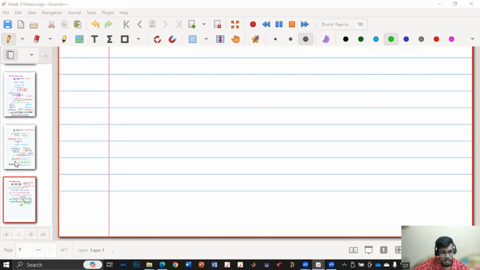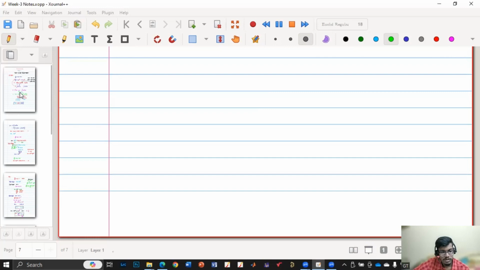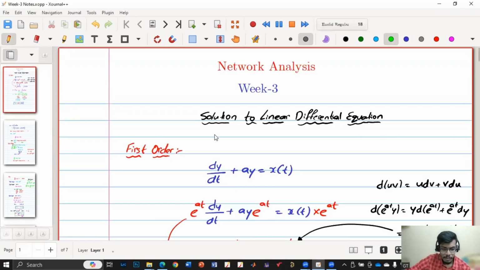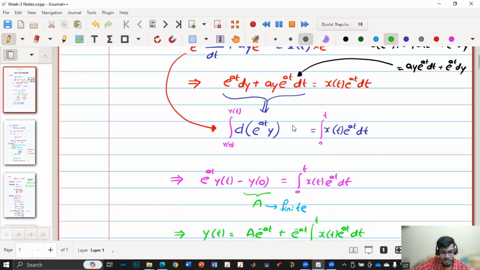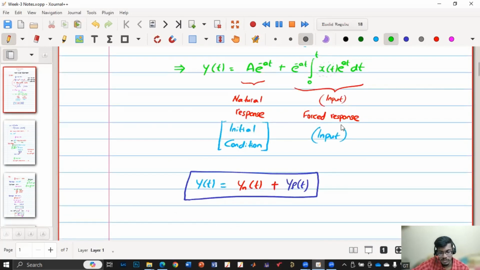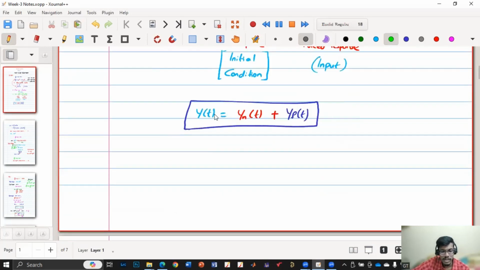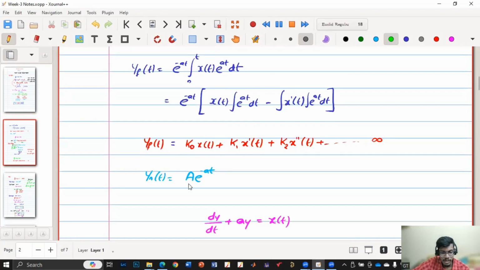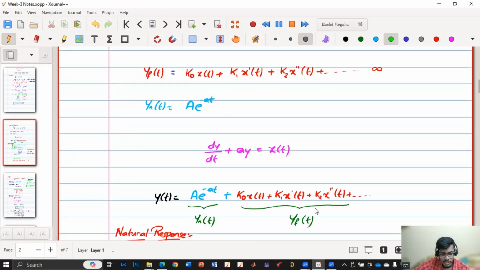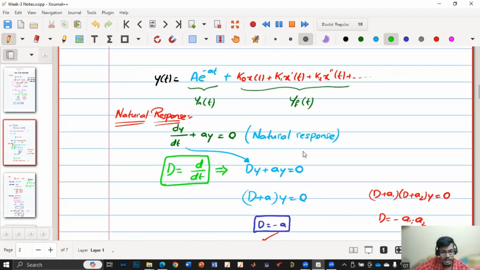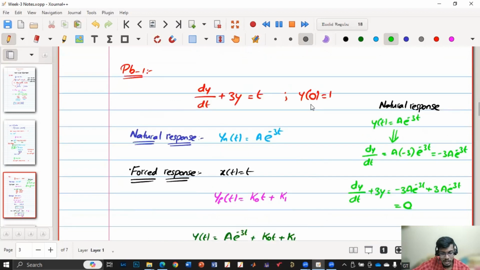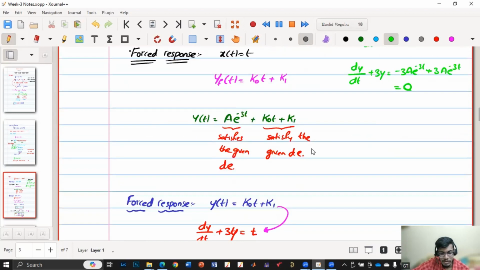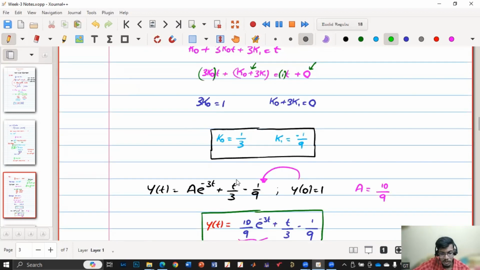So let me just summarize from the beginning. In the beginning, we discussed first order. From the classical way, we solved it and we got the natural response as well as the forced response. And then we generalized that the natural response will be e to the power minus at, and this will be the coefficients with the derivatives of x of t. And then we solved one problem with the boundary condition, and then we solved for the variables, and then we got the answer.